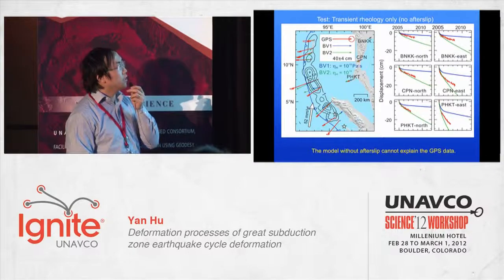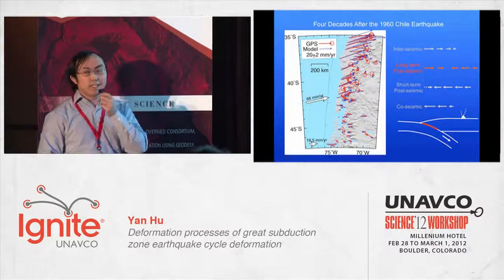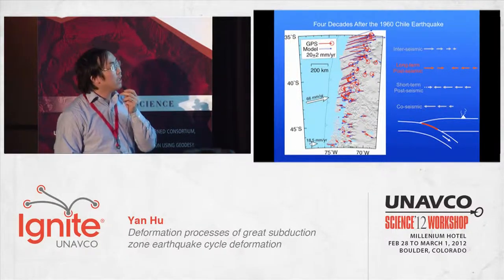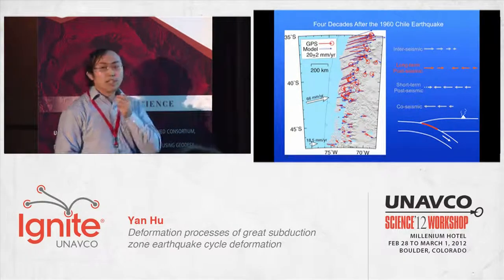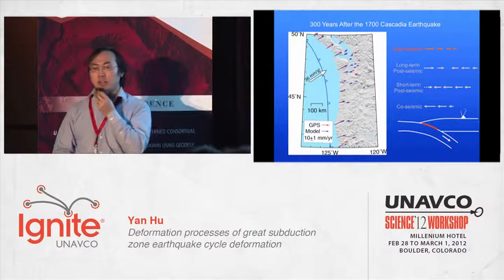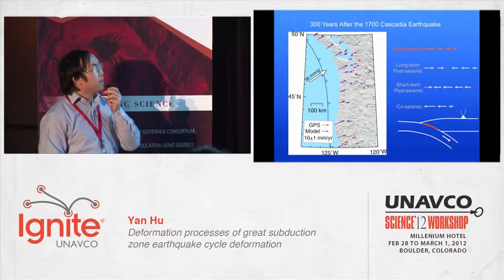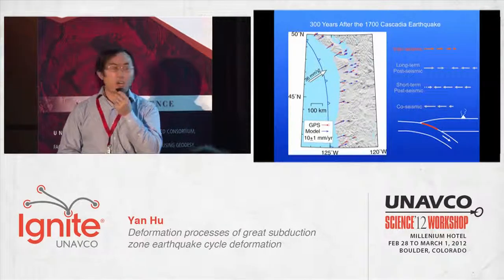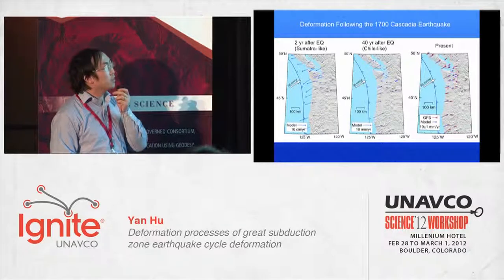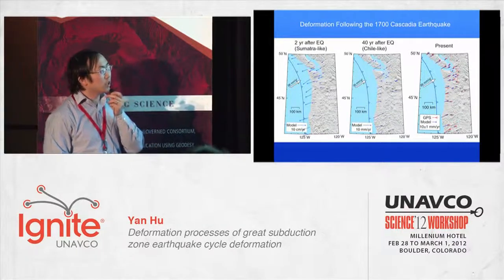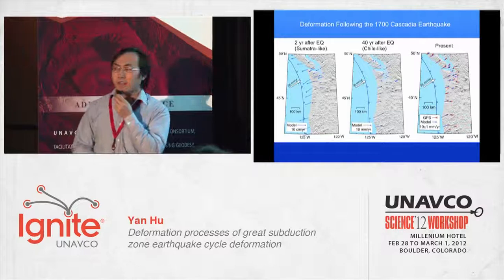Here's Chile. It also reproduces this opposing motion very well. For the interseismic deformation in Cascadia, this model with transient rheology and afterslip also did a good job. Cascadia has already gone through almost a complete earthquake cycle. For example, 2 years after the earthquake, those GPS stations will move seaward. 40 years after the earthquake, there will be opposing motion just like Chile. And now it's all moving landward.